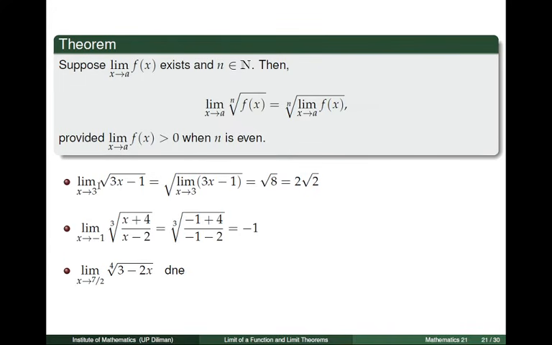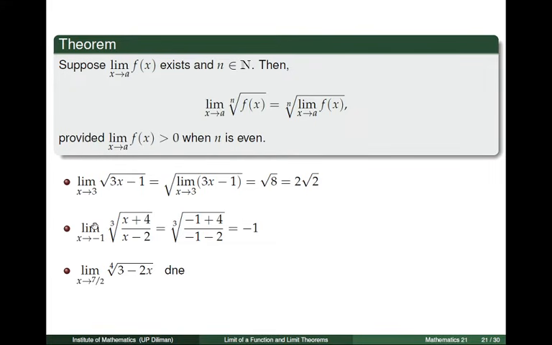So the limit of the square root of 3x minus 1 as x tends to 3 is equal to the square root of the limit of 3x minus 1 as x tends to 3, which is equal to the square root of 8, and simplifying, we get 2 square root of 2.